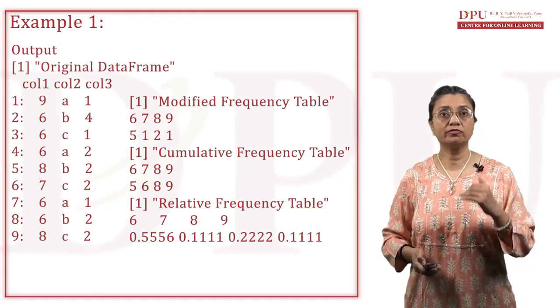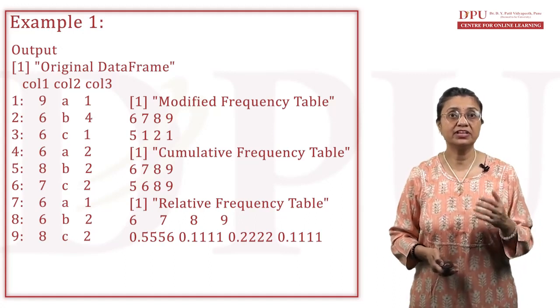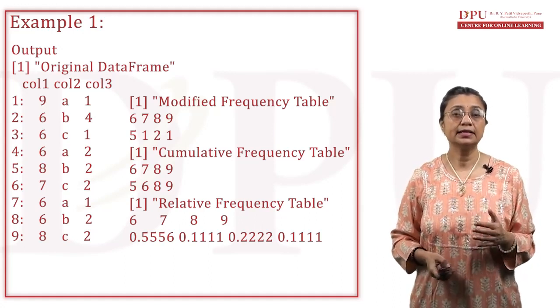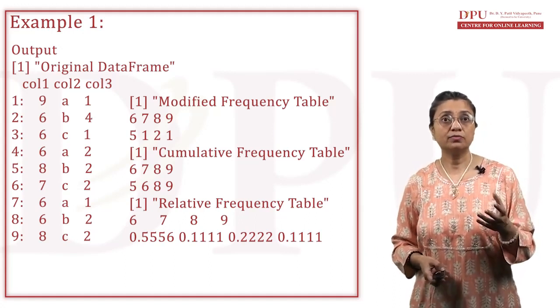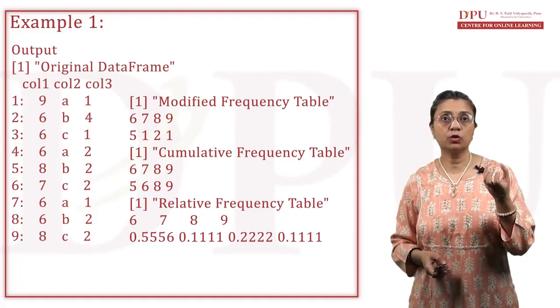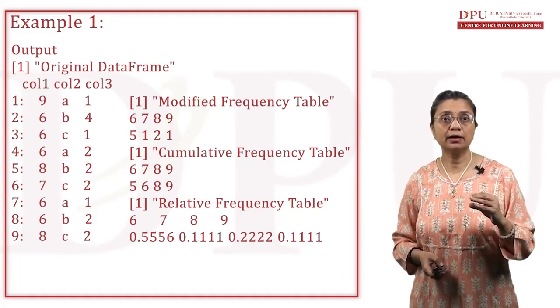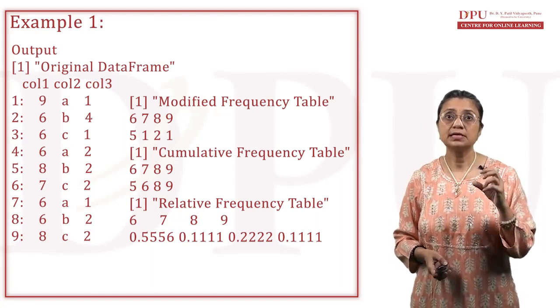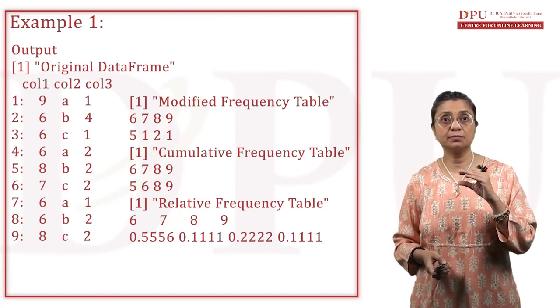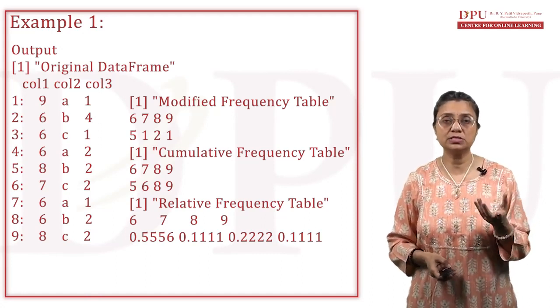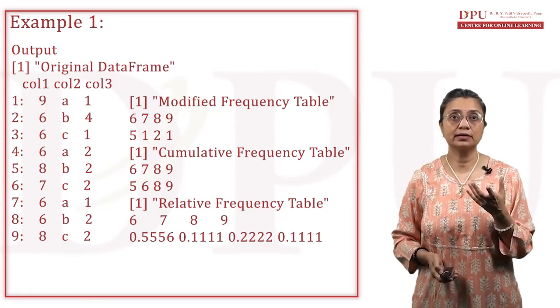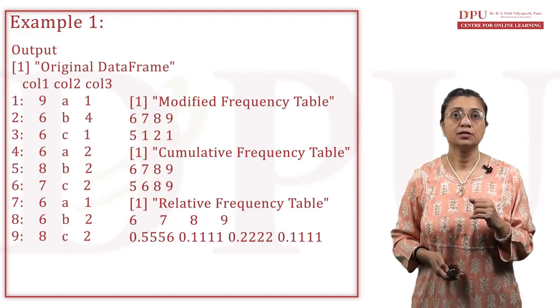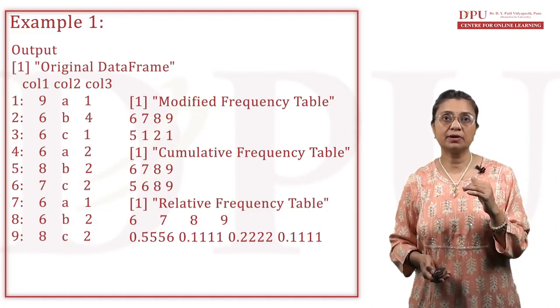After that, we get the modified table. In the modified table, we get the data 6, 7, 8, and 9. So you can see over here that when we are printing the modified frequency table, we are basically finding out the frequency of column 1, which means that my column 1 is having some data and I want to print the frequency of it. So you can see over here that the frequency is coming. So 6, 7, 8, 9 are my values.